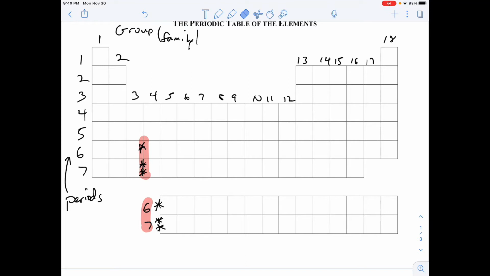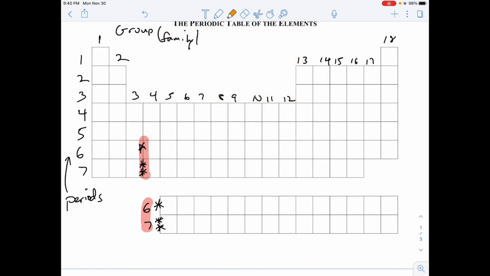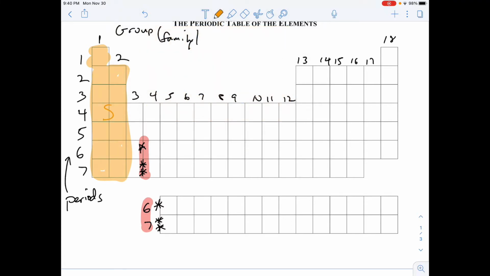The other thing we needed to notice, and I erased them all, is that we can split this up into areas. All these elements in here were all the elements that ended in S1 or S2. So these are going to be your S block elements, right? Because this ended with an S1, S2. This was S1, S2. Remember, they went all the way down. So they're your S block elements.